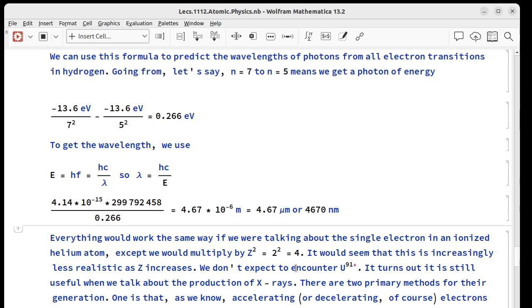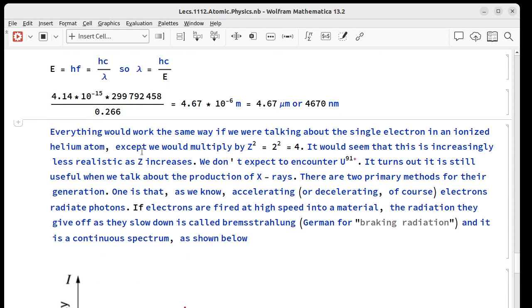Is there any value to this? Because we don't see things that are heavily ionized in nature. We might see helium singly ionized, but we're not going to find uranium with 91 electrons missing. It turns out that it's still a useful idea, because if you're talking about the electrons in the innermost shell, the ones that are as close as they can be, and really for big atoms that are in the nucleus themselves, this is a useful formula for the energy.